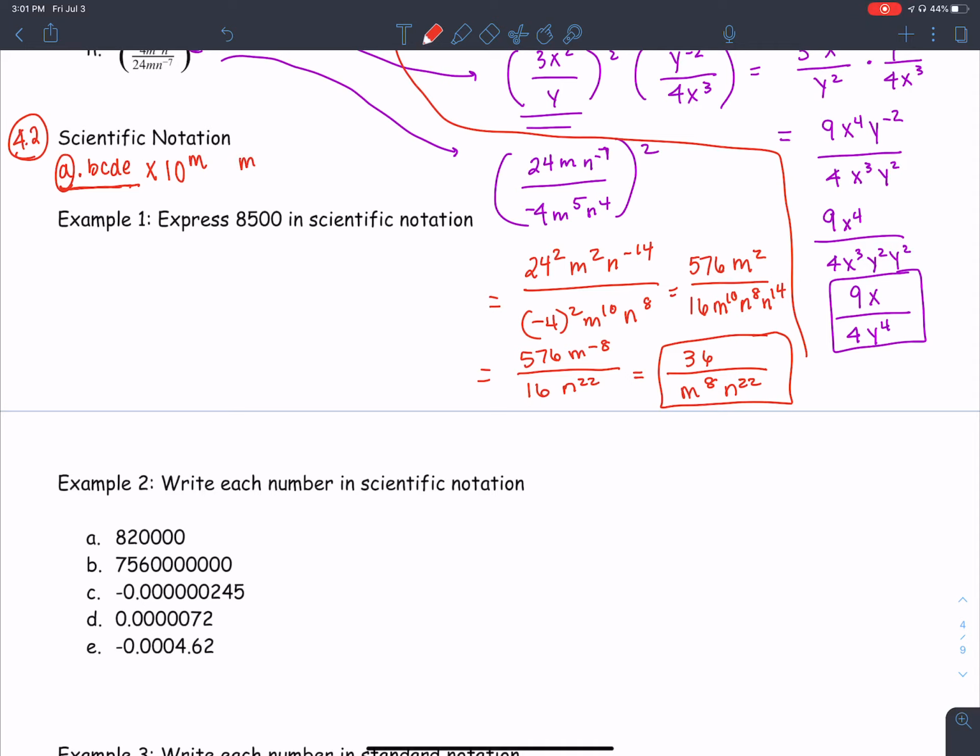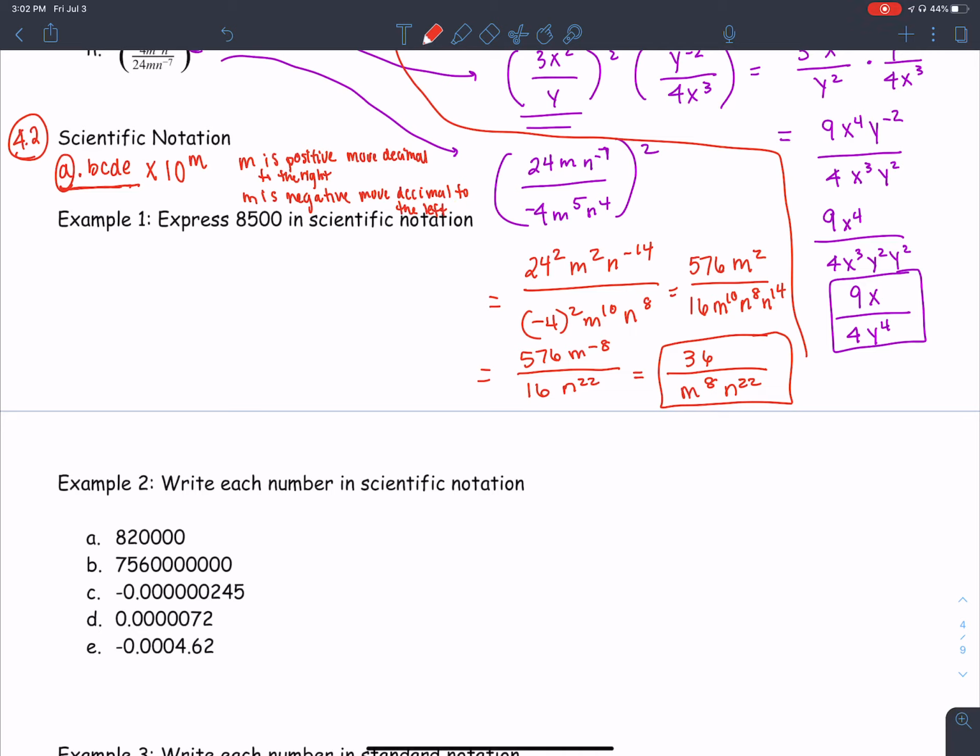So when m is positive, we move the decimal to the right to get the original number. And when m is negative, we move the decimal to the left to get the original. Okay. So here we go.